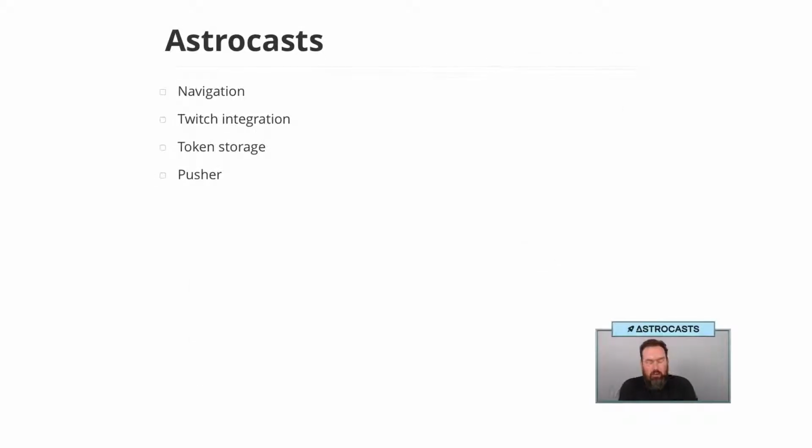All right. So what we're going to do tonight is take a look at the Astrocasts website. We're going to try and do some navigation. We're going to try and do some more interesting Twitch integration. Find out a way to do some token storage. I think we're going to have to do some sort of app for Twitch. And then maybe take a look at Pusher. I've never used Pusher before, but it's something that I've very much wanted to be using.